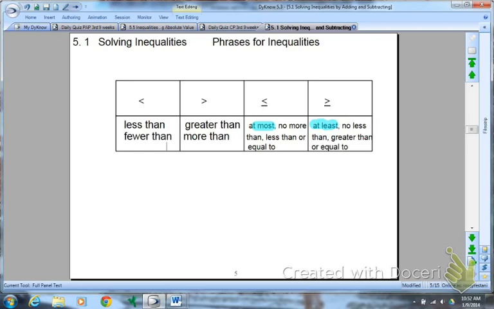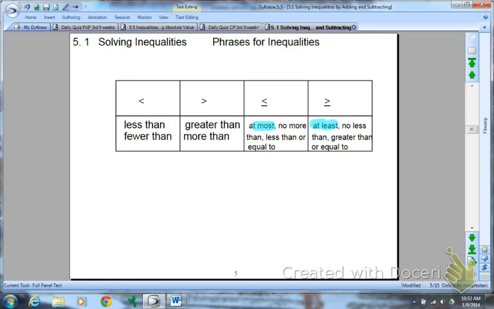Another word for less than would be fewer than, and greater than would be more than. The common one that you will see in the book a lot, that a lot of people mess up, is with at most. At most is a less than or equal to symbol. And then for the greater than, a common one would be at least.